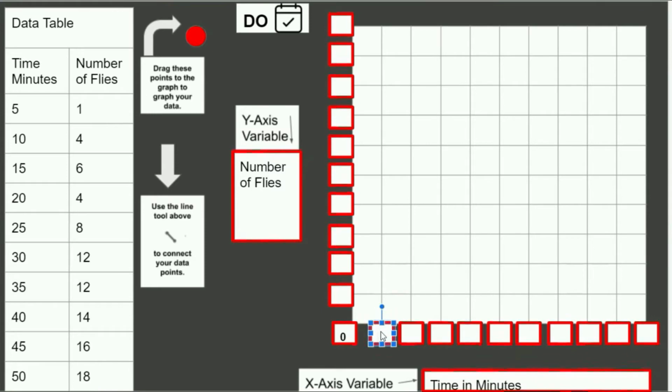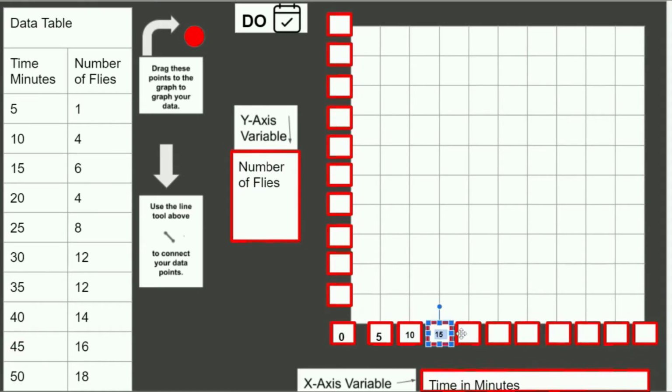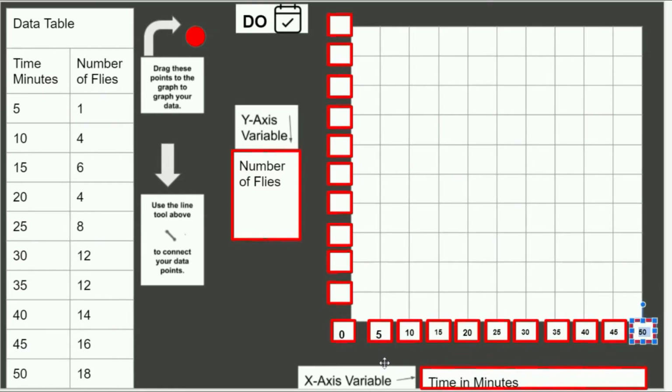So this would be 5, 10. Okay, so that means this line is equivalent to 5, this line is equivalent to 10, this line is equivalent to 15, and so on.